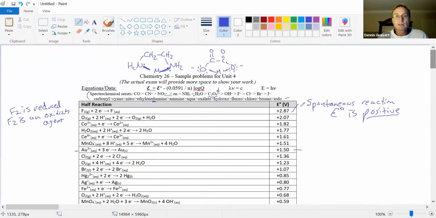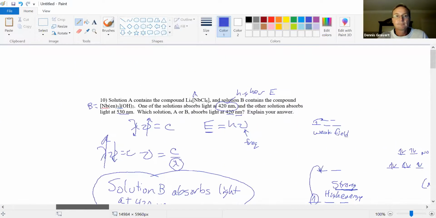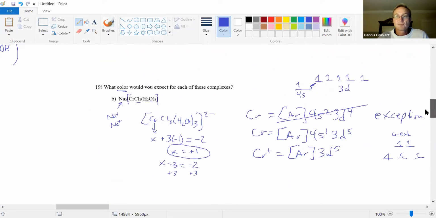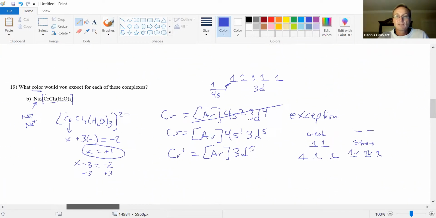Chloride and water. Chloride is here, way to the right. Water is the break point. Water is a weak field. Everybody else is also weak field to the right. Weak field. We have this situation here. Let's get the whole thing in there.